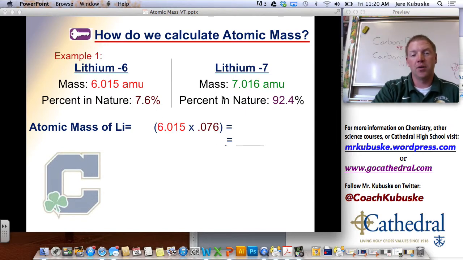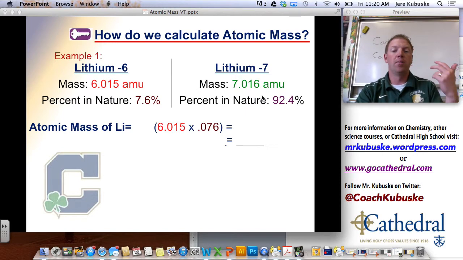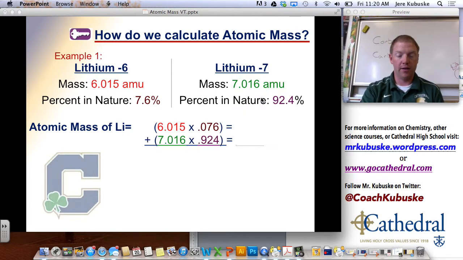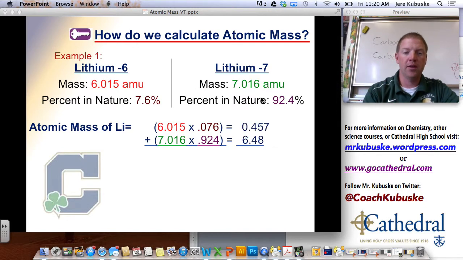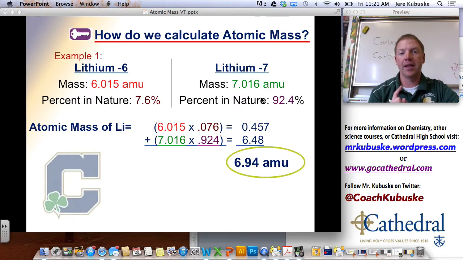So I take that number, and then I do the same thing for lithium-7. Its mass is 7.016. I don't change that, but I have to change the percentage, so it's 0.924. I do the multiplication first, and I get 0.457 and 6.48. And now I add those two numbers together. I don't change them at all, I just add them. When I add those two numbers together, I get 6.94 AMUs, or atomic mass units.